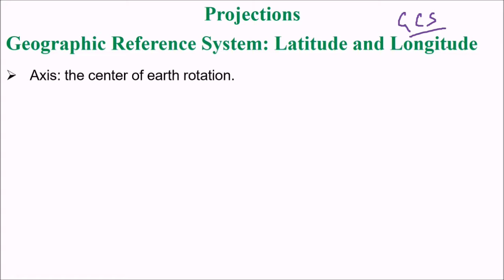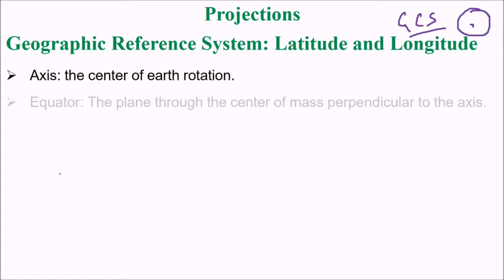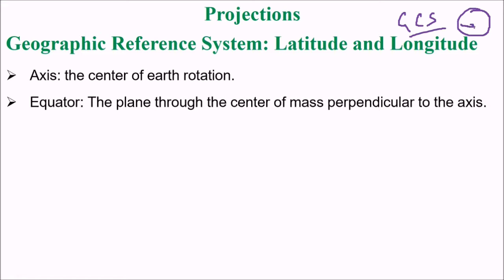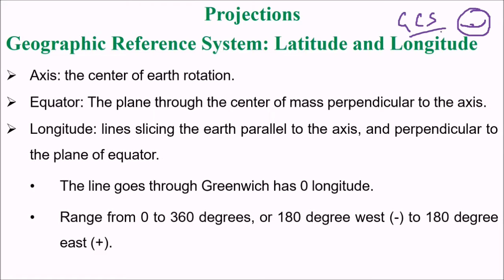Then we come to the projection, that is, the projection type. First we have GCS. GCS is not projected. It is the geographic coordinate system, where we present the location of spatial data in terms of latitude and longitude. The axis is the center of Earth's rotation. The equator is the plane through the center of the mass perpendicular to the axis. The longitude is a line slicing the Earth parallel to the axis and perpendicular to the plane of the equator. The line goes through Greenwich. These are the longitude lines. So longitude is like this. These are the lines slicing the Earth parallel to the axis and perpendicular to the plane of the equator.